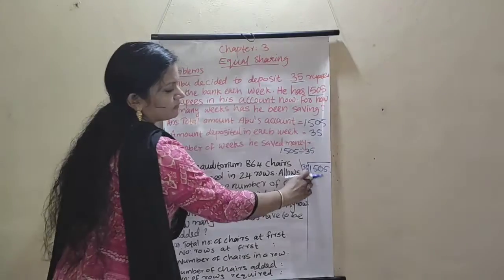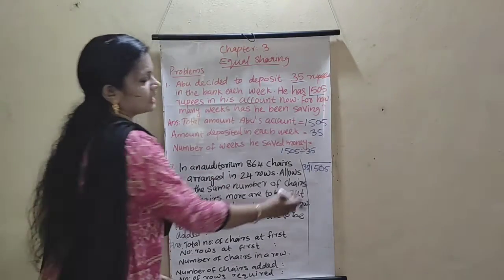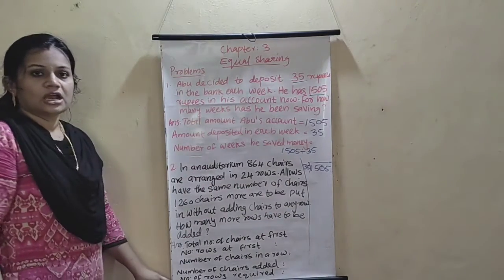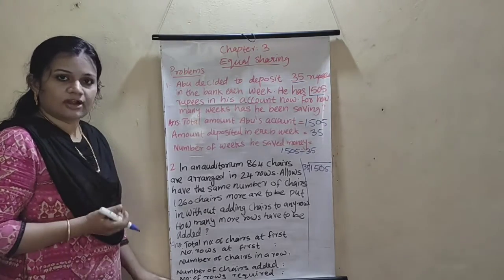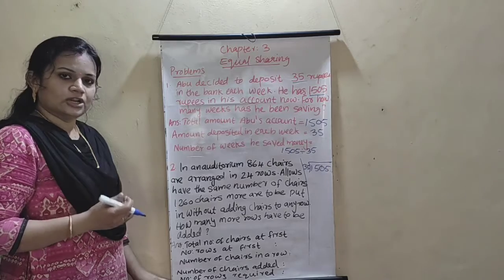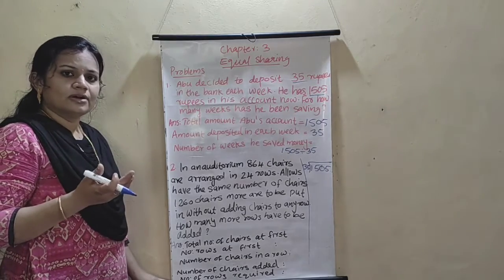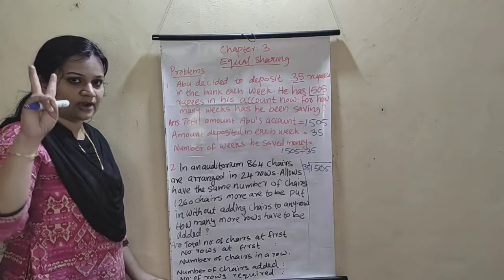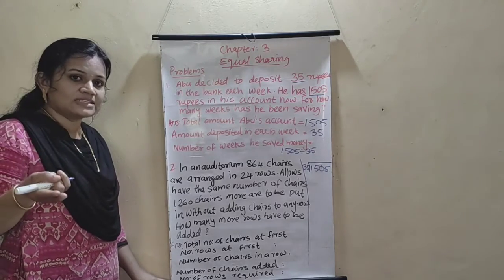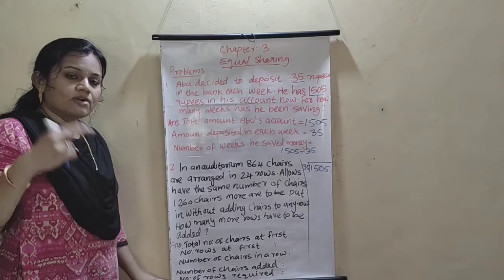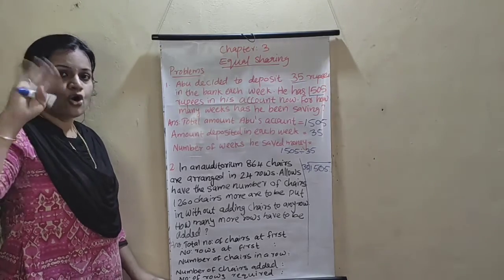Then how to calculate? This is 15. 15 is not possible, so we are taking 150. 150, how many times of 35? How many 35 in 150? We already know that 35 plus 35 is 70. 70 has how many 35? 2. Then 70 plus 70, what is the answer? 140. 140 has how many 35?